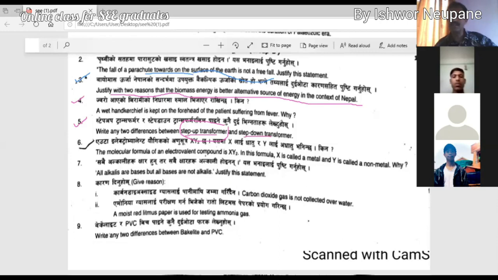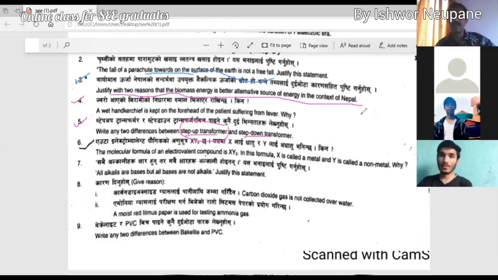What is the second difference? The number of turns in the primary coil in a step-up transformer is less. The number of turns in the primary coil in a step-down transformer is more. In step up, the number of turns in the primary coil is less than the secondary coil. But in step down, the number of turns in the primary coil is more than the secondary coil.